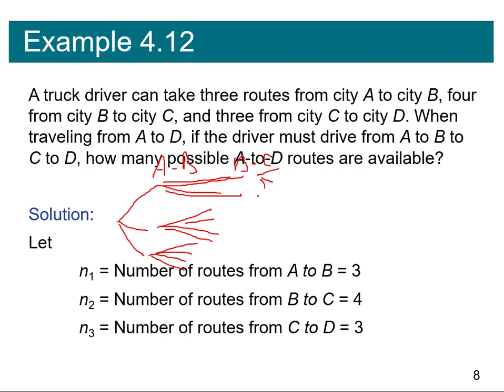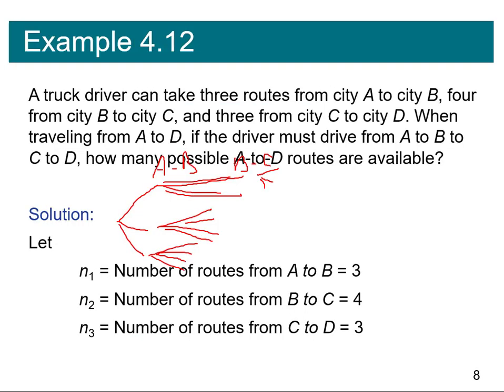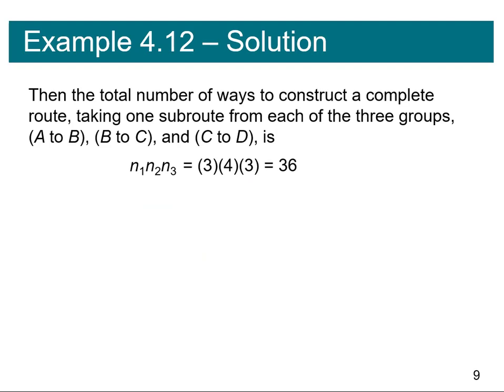So that's an example of what they called the extended MN rule. So this would be 3 times 4 times 3, right? Okay. So this helps us to count how many routes are possible, or how many outcomes are possible. So there's 3 times 4 times 3, which is 36 different possible outcomes.